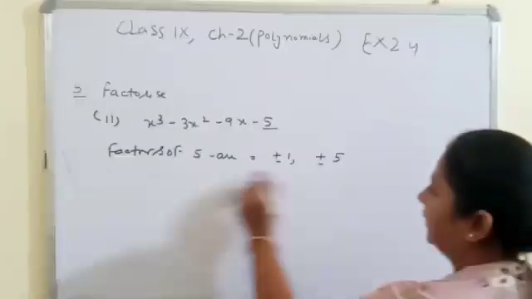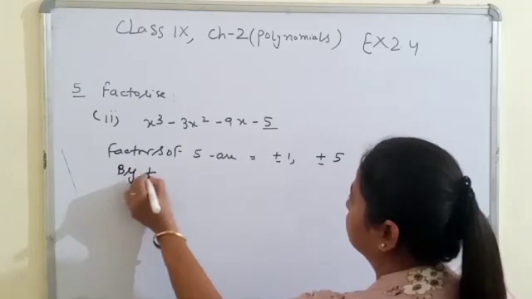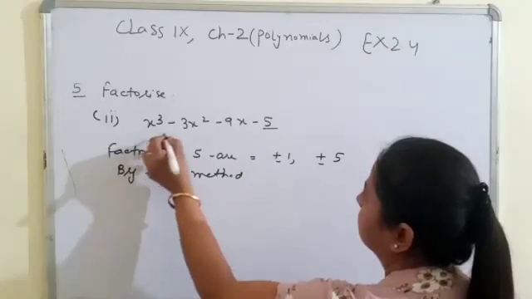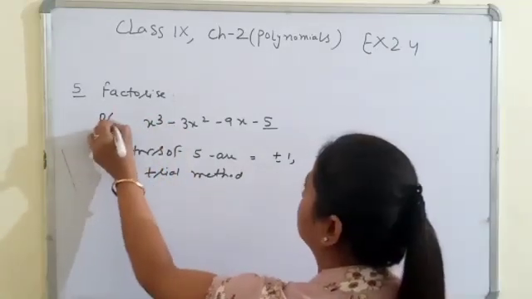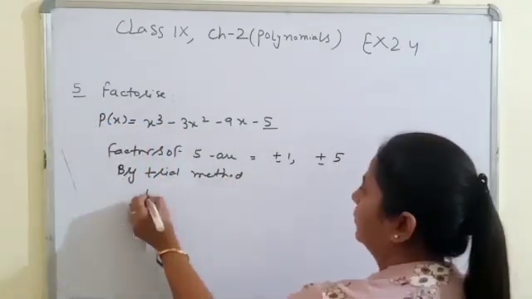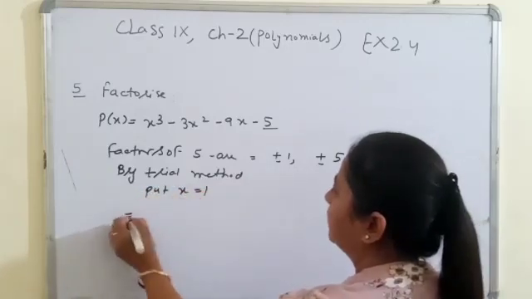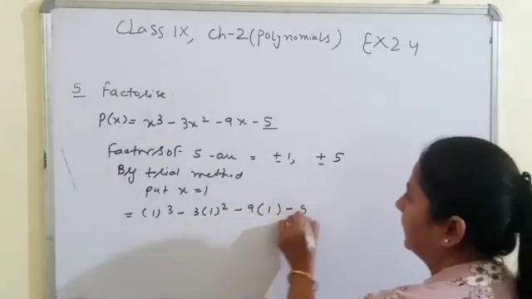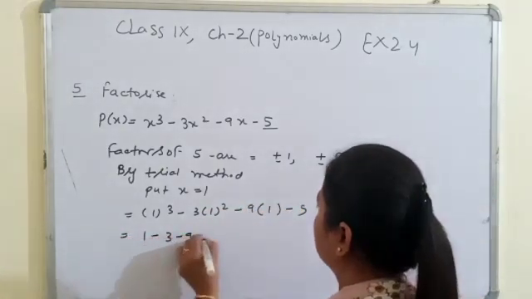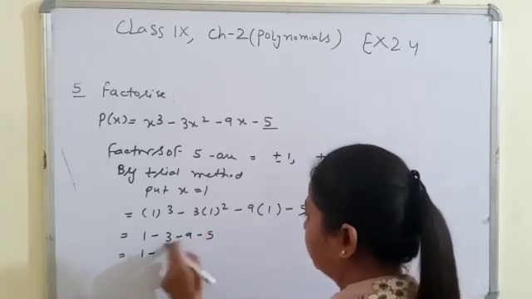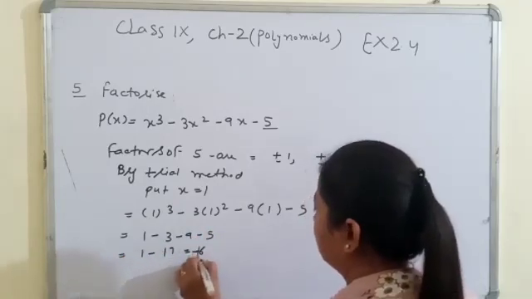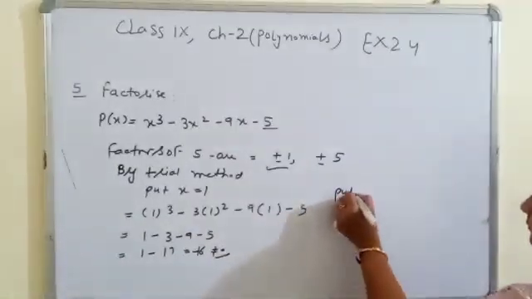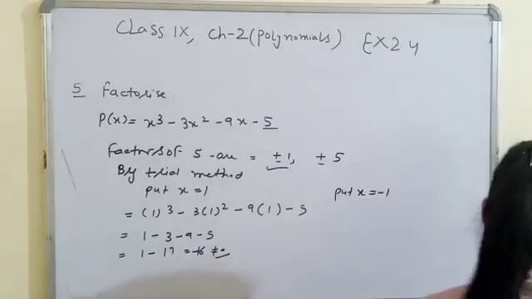So let's check it by the trial method. Put x equal to 1: 1 cube minus 3, minus 9, minus 5. This is not equal to 0. So let's check it for minus 1. Put x equal to minus 1.